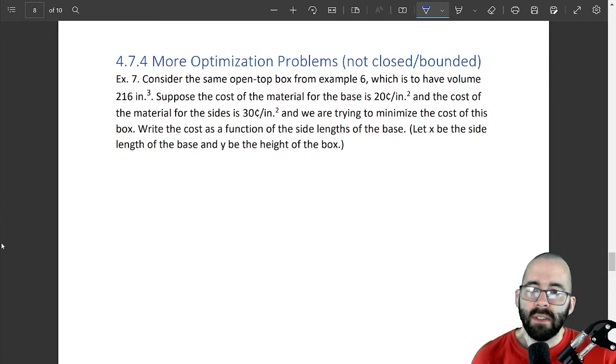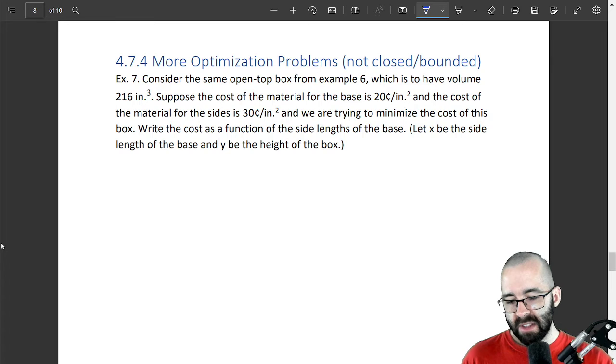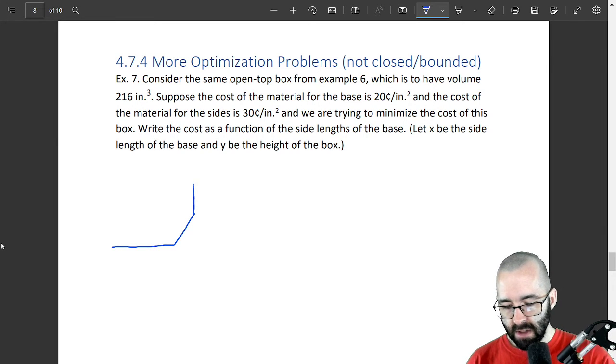So this example is similar situation. We have the same open top box from the previous example. So let's just copy it down again. It's got a square base. My square base doesn't look very square, but just pretend with me.